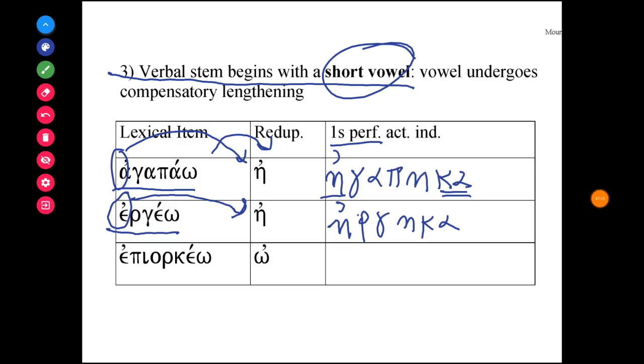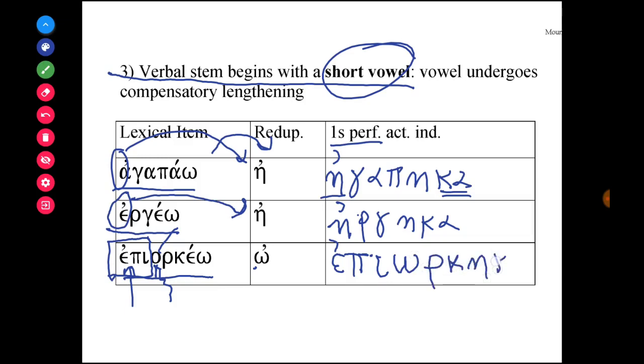And then epiorkeo is I swear. Notice that it begins with a preposition. Never reduplicate the preposition. The first letter of the stem is this omicron. And so I would write the preposition. And then I reduplicate the omicron, which would make it a long omega. Compensatory lengthening plus the ka. And epiorkeika is I have sworn.